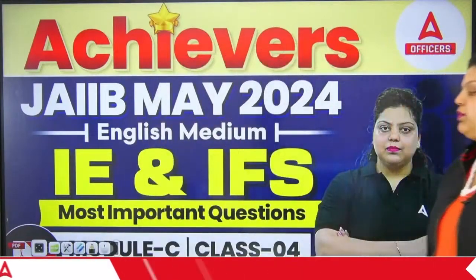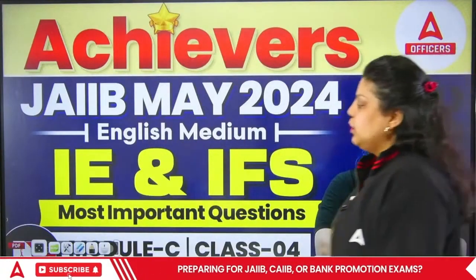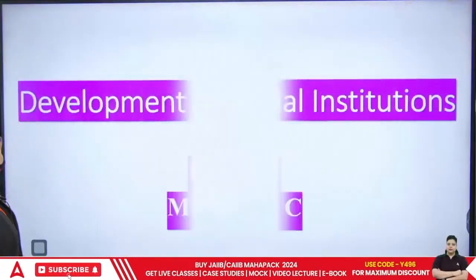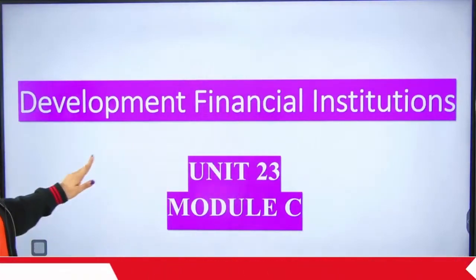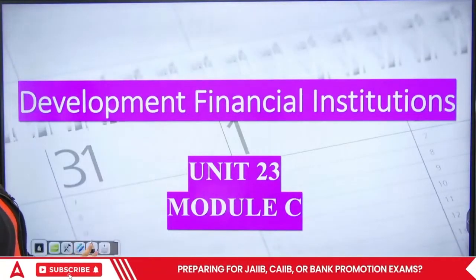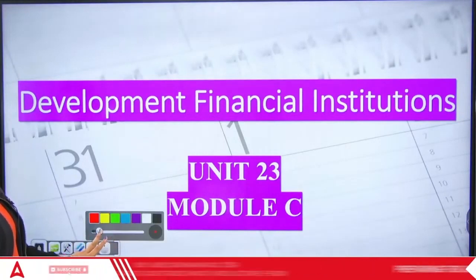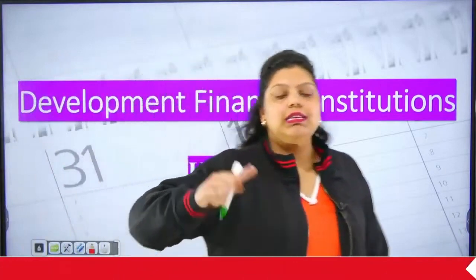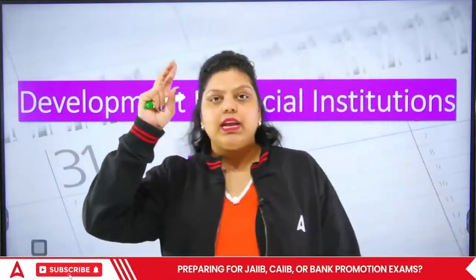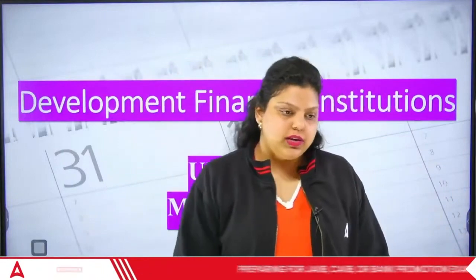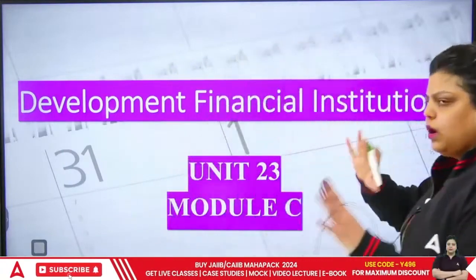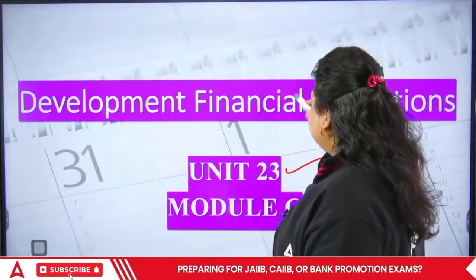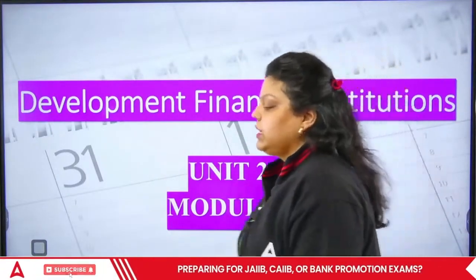So this is our class number 4 of module C. As you know, we are conducting module-wise classes. In this fourth class of module C, we are going to talk about unit number 23, because module C starts from unit number 20: 20, 21, 22, and today we are going to discuss the 23rd unit. Sorry, overall it is unit number 23. So this unit talks about the development financial institution.